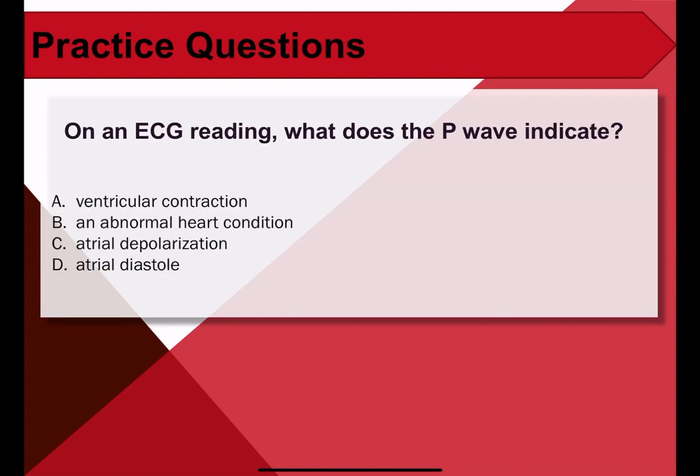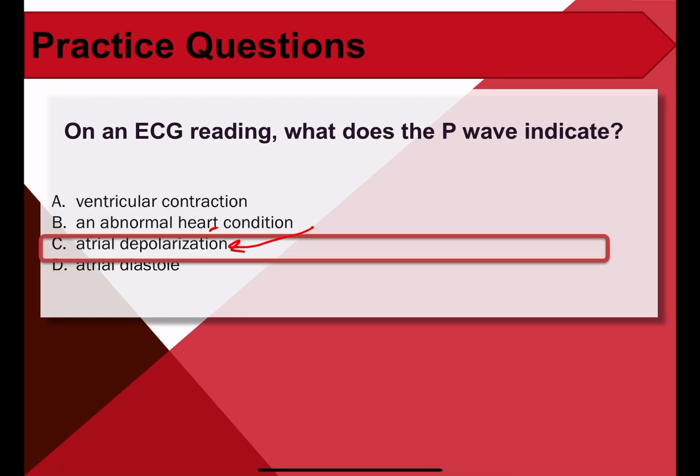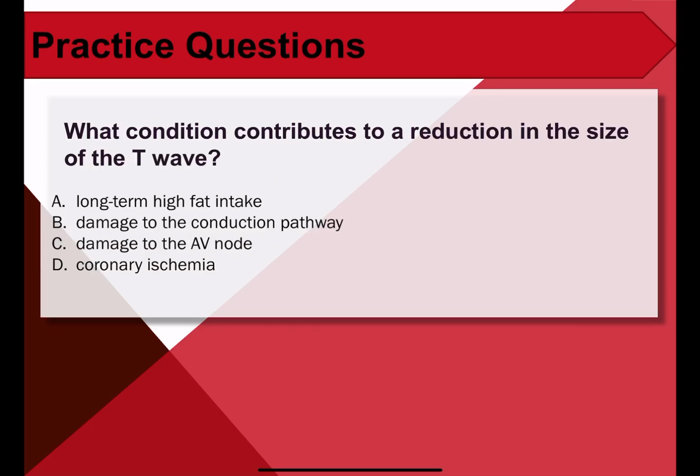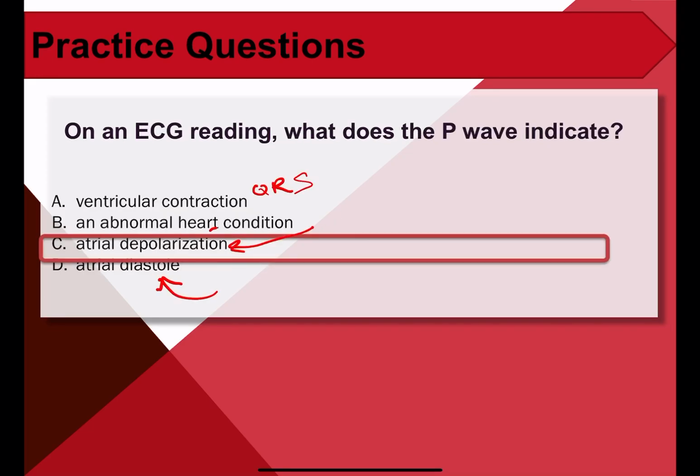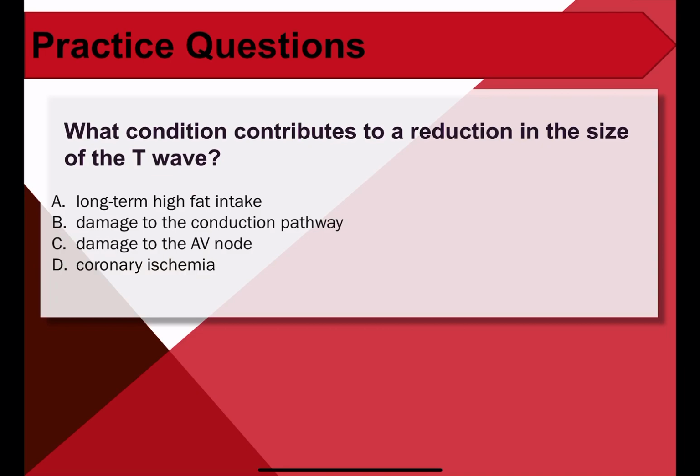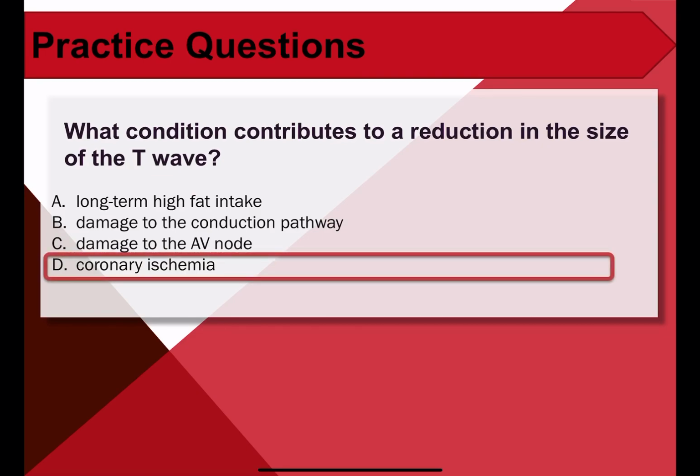On an ECG reading, what does the P wave indicate? Atrial depolarization. Ventricular contraction is the QRS complex. And we can never see atrial repolarization. What condition contributes to reduction in the size of a T wave? Coronary ischemia, that we talked about.